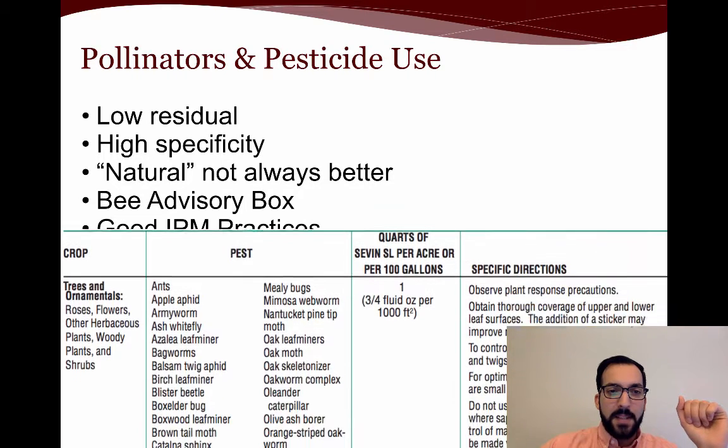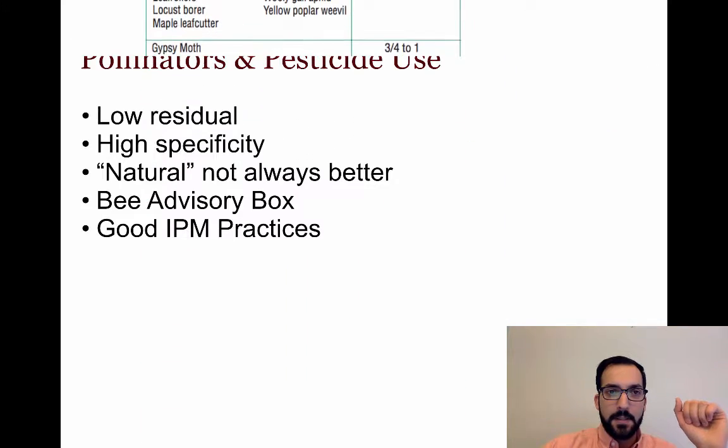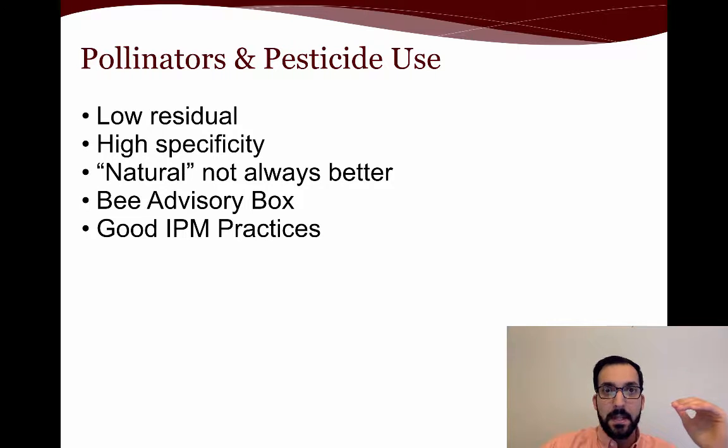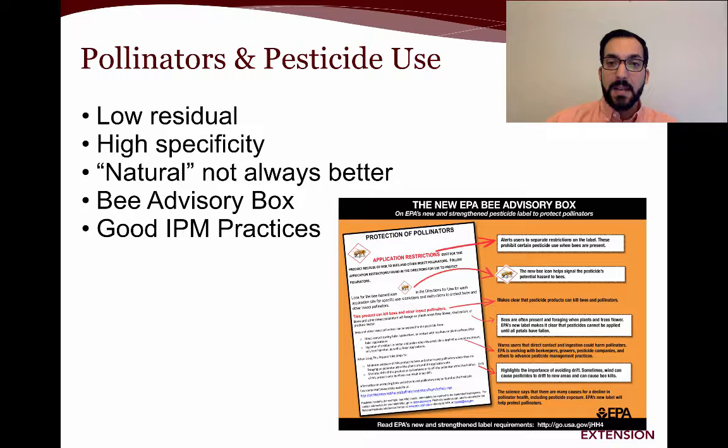So if you see a pesticide label that has this many pests on it, that's not considered high specificity. The more pests it has labeled on that label, the more likely it is that it's going to also target non-target organisms such as pollinators. So you want something that's a little bit more specific to your target pest. And there's your bee advisory box, is what it's going to look like. On the right side, you'll see the new bee icon, which helps signal the pesticide's potential hazard to bees.